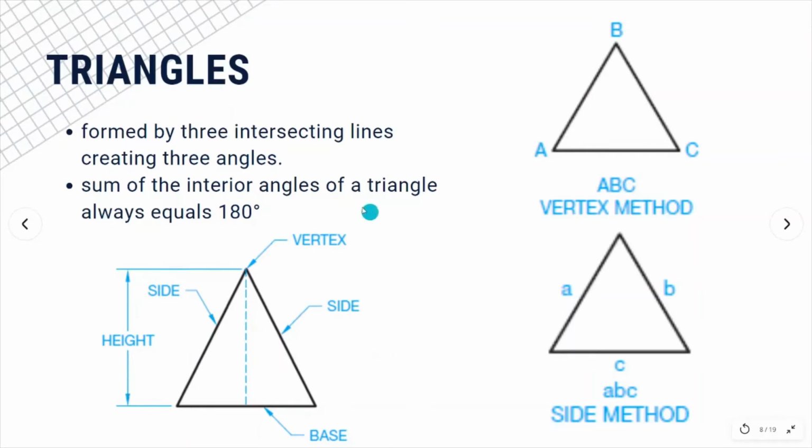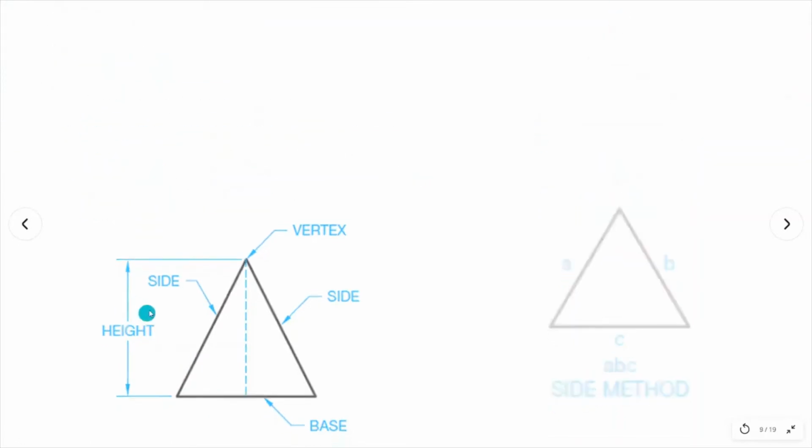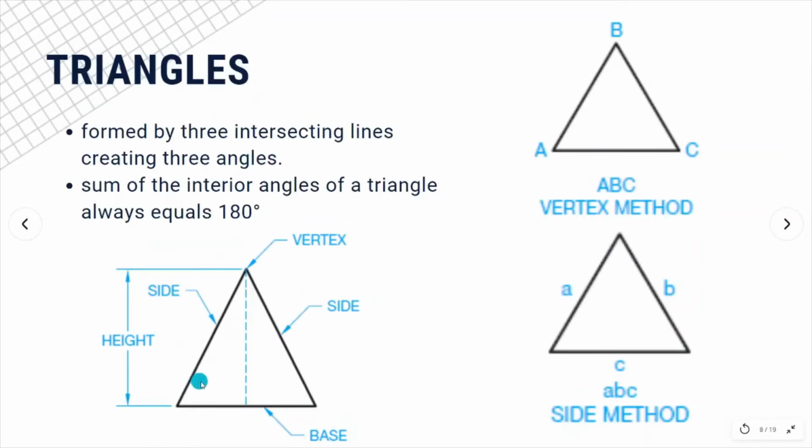So ang sum of the interior angles would always equal 180. So interior angle nga pasabot ani kay kining angle ani, kining inside ni angles ani. The exterior angle ani of course kay kini. Kana siya. So ang interior angle ani kini. Okay? Interior angle kana siya. Okay.